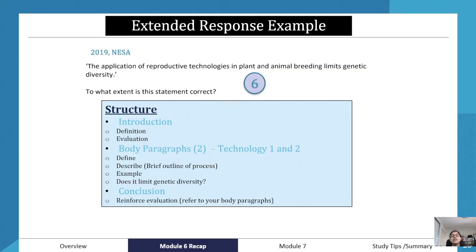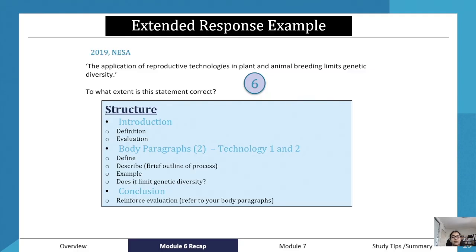And here I might talk about 2 specific technologies. So for each one, I will define what they are, give a brief outline of how they work, an example, and then comment on whether it limits genetic diversity. So I have to give examples of reproductive technology, because that is what the question is asking me to do. The question wants to know if the application of reproductive technologies in plant and animal breeding limits genetic diversity. So I need to give examples to back my point up here.